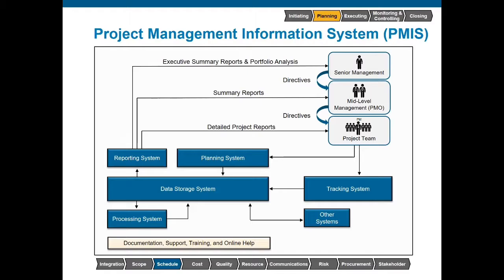Here we see different types of stakeholders and the different types of informational needs that we need to satisfy. The senior management may only be getting executive summaries, while mid-level management, especially for the project management office, they'll be receiving directives from the senior management and they're going to have summary reports. The project team is going to be much more detail oriented because we have to maintain the day-to-day operations of the project here. We see the interrelationship between the tracking systems, the planning systems, and going to the data storage system. The reporting system is how we will disseminate this information in accordance with our communications management plan and the identified informational needs of our stakeholders.